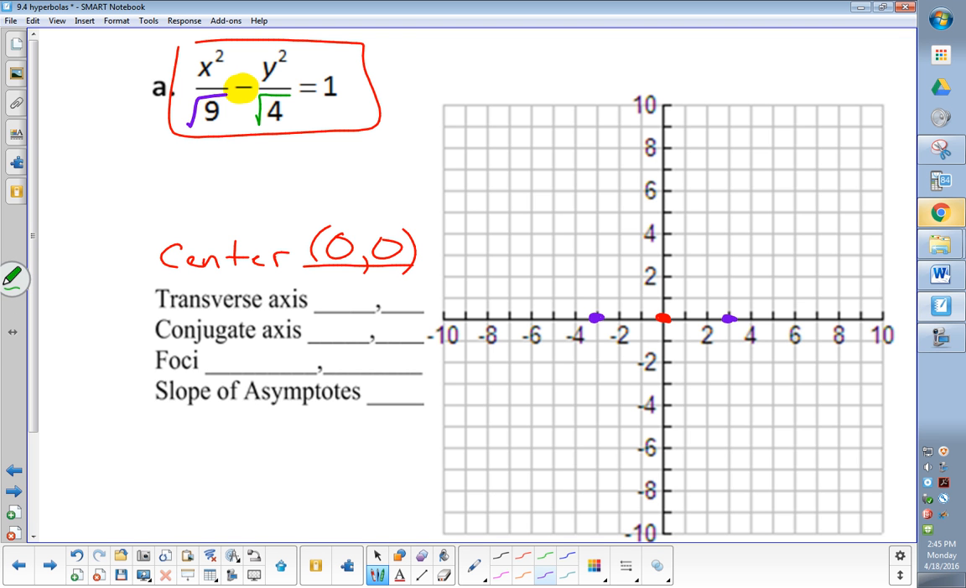From there, we're going to take our y. We're going to square root what is underneath it. It's 4. So we square root it, we get 2. So since it's underneath our y, we're going to go up 2 and down 2.